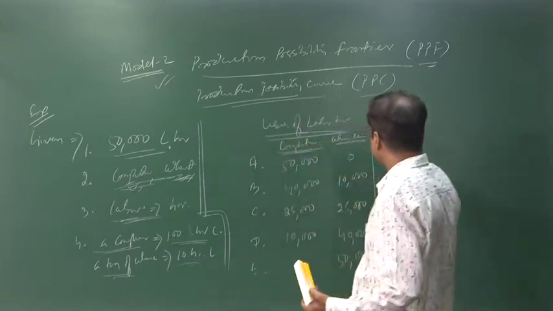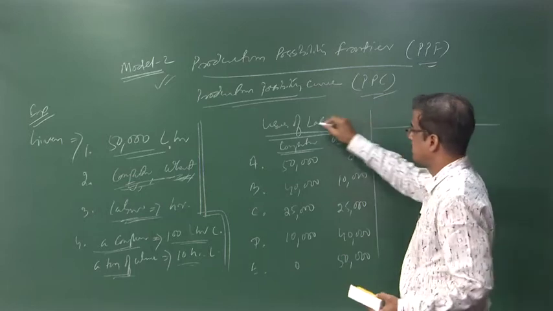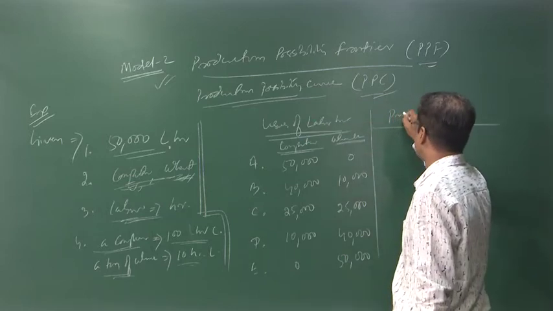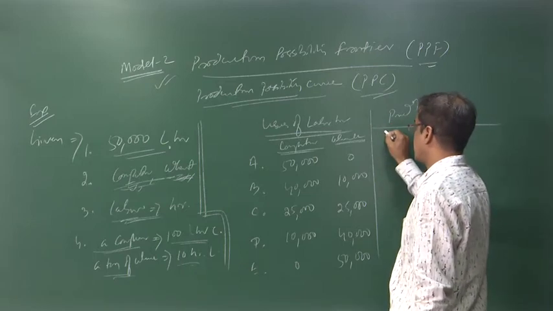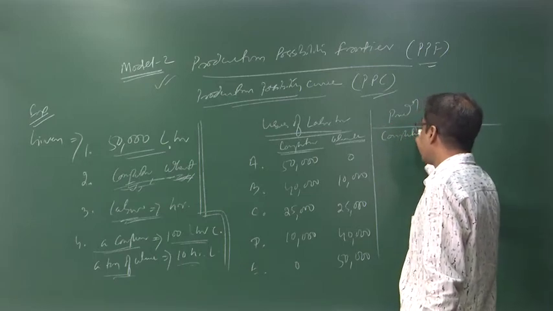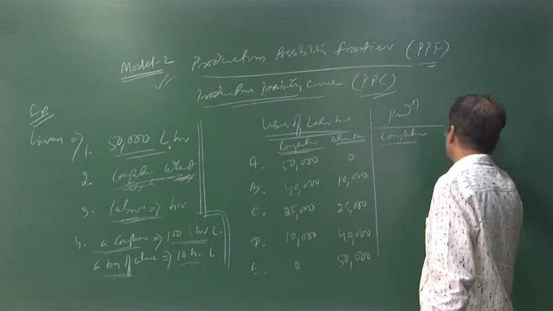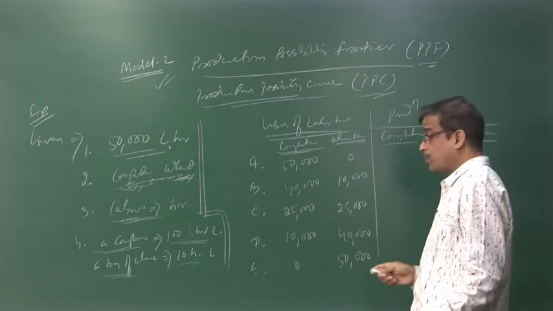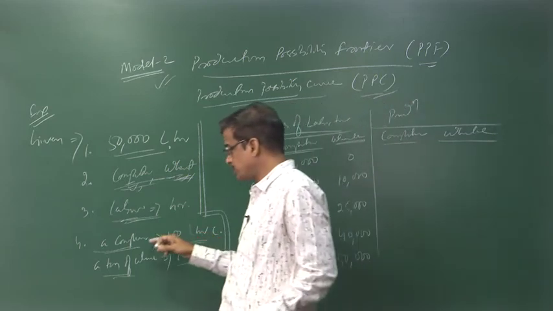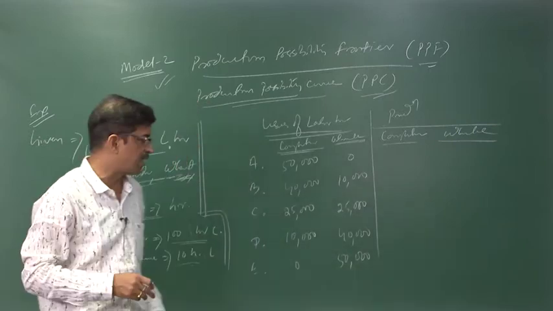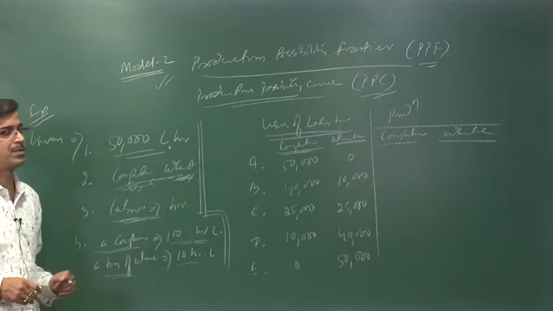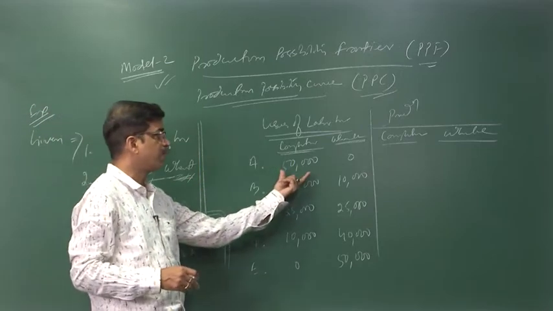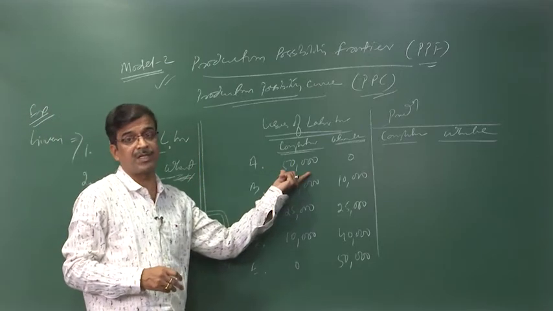Then second is the production side, the uses of labor and productions. In production, we have to produce 2 things, one the computer and second one the wheat. And we know that in order to produce a single computer, it requires 100 labor hours. How much labor hour do we have? We have 50,000 labor hours in a particular month.